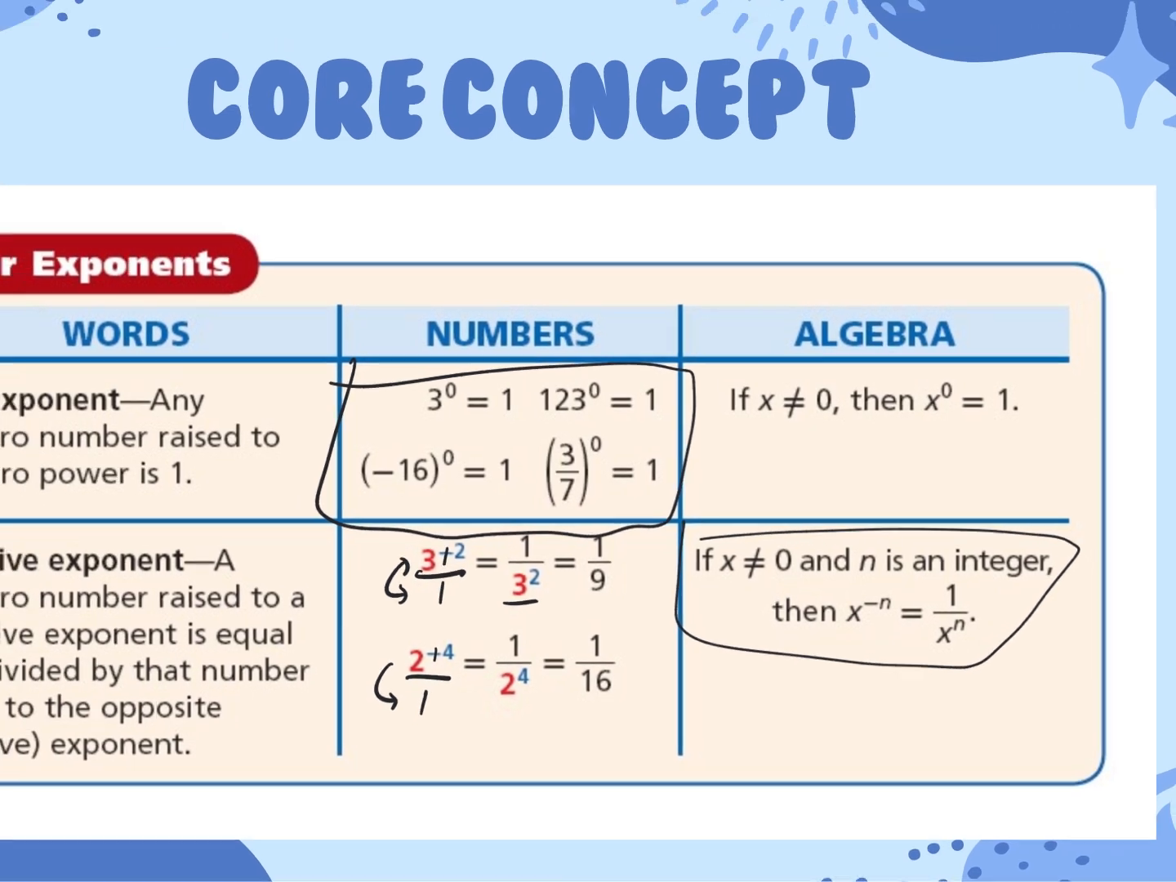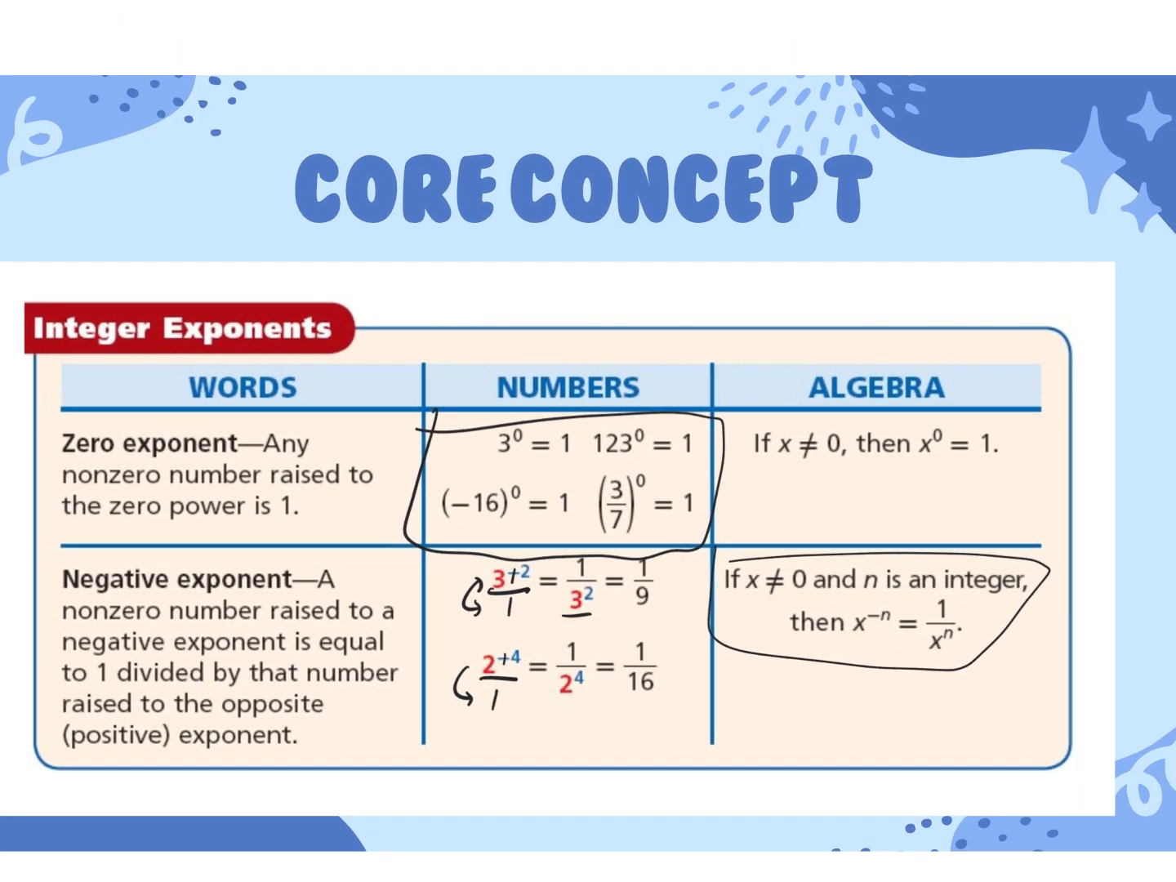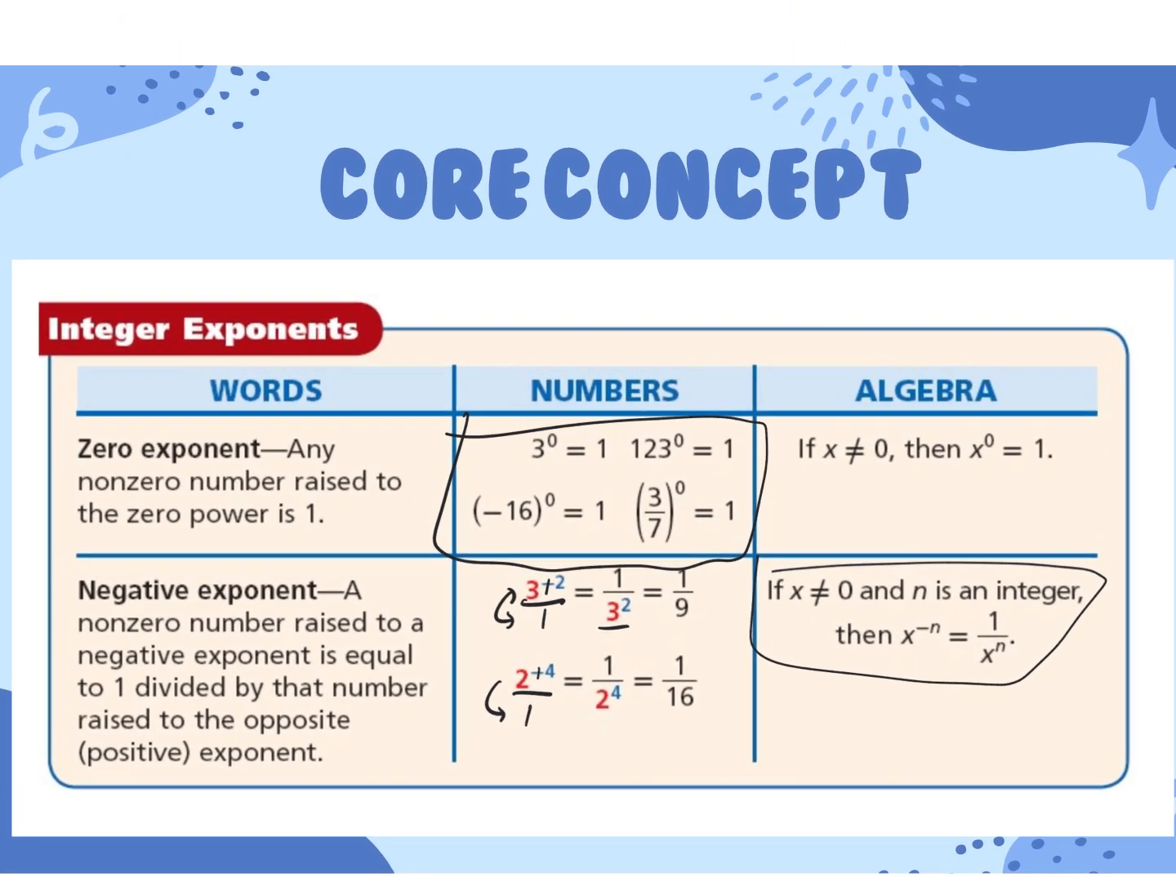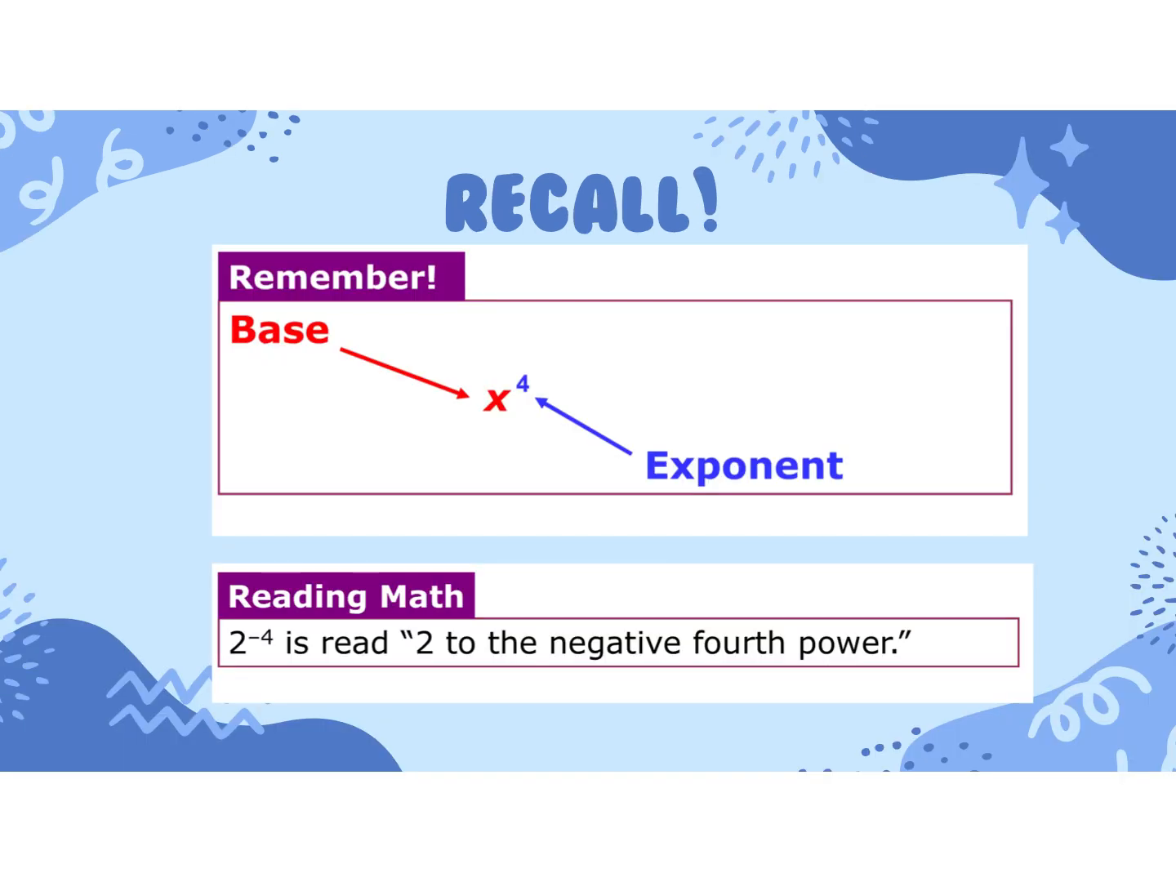Right? But it'll make more sense as we do some more examples. But that's the general idea. Anytime you see a 0 exponent, it's going to equal 1. Anytime you see a negative exponent, it's just going to flip its position, and it's going to make the exponent positive. All right, so these are just some things to remember.